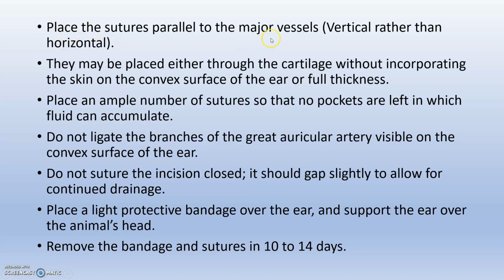Place the sutures parallel to the major vessels. They may be placed either through the cartilage or without incorporating it. Be vigilant so that you don't cause any trauma to the main arterial supply. Do not ligate the branches of the great auricular artery that is visible on the convex surface of the ear. Place an ample number of sutures so that no pockets are left in which fluid can accumulate.